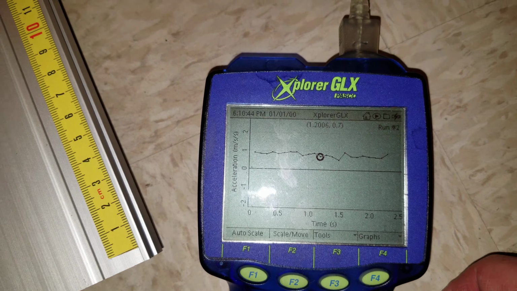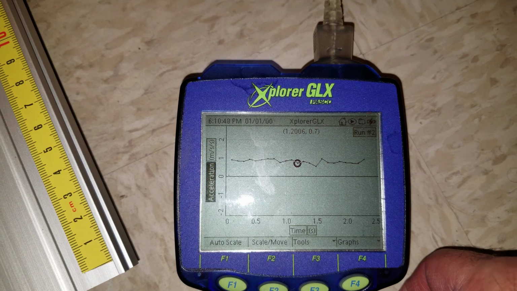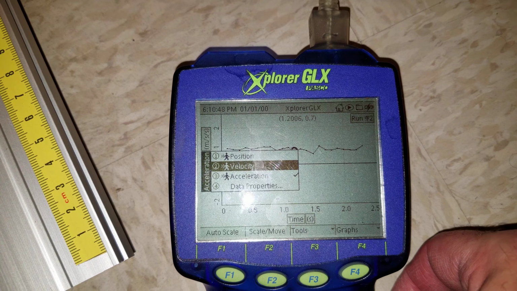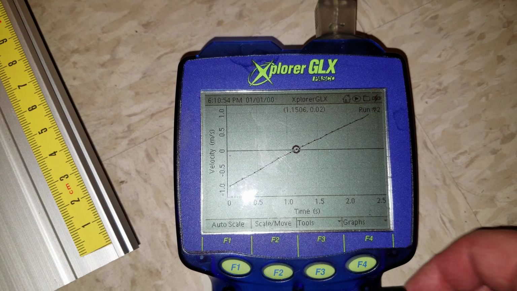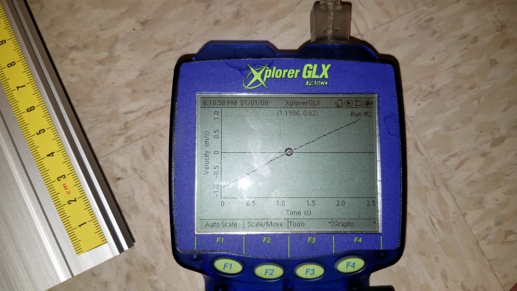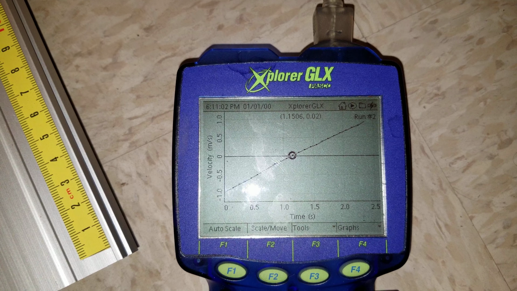Now, remember, acceleration is defined as the slope of the velocity time graph, so we would expect to see a slope of the velocity time graph that is constant and positive, and that's what we see. So that motion shows a slope of velocity time that is constant and positive.